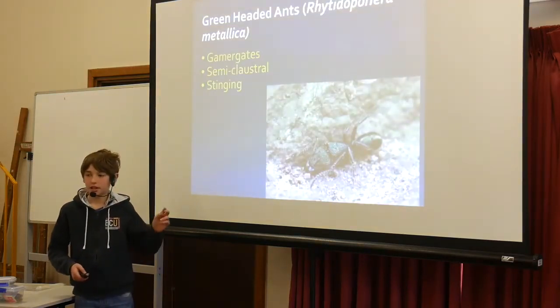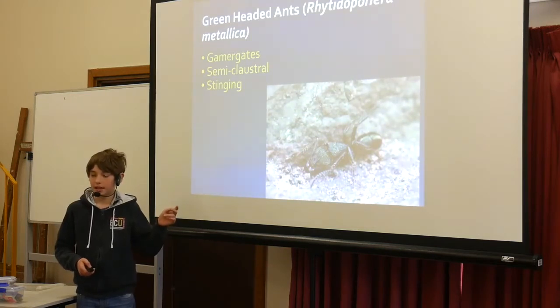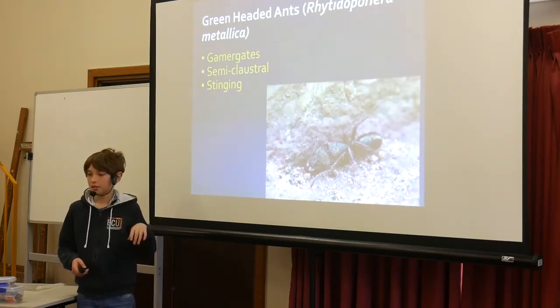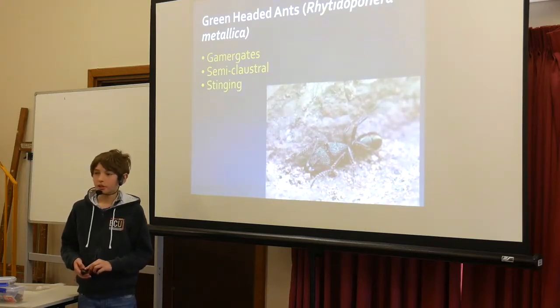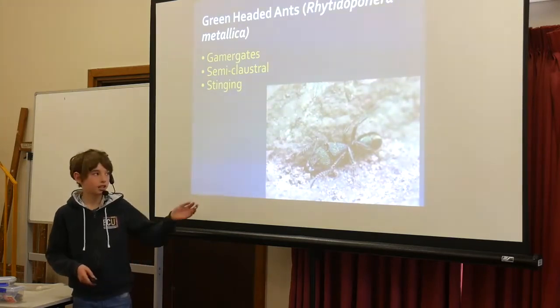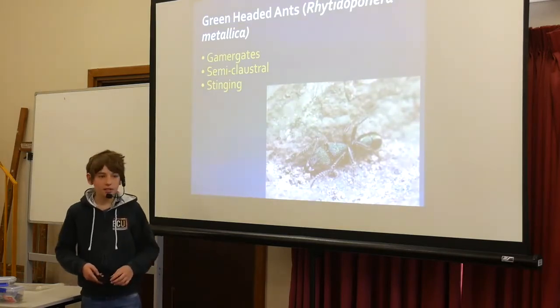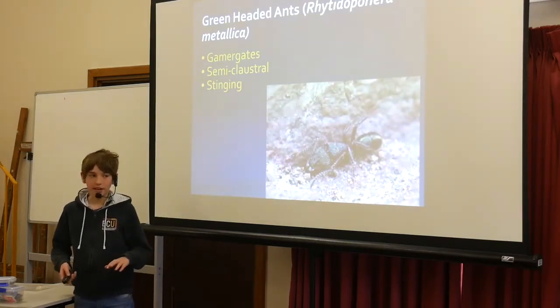So second on the list are green-headed ants, or Rhytidoponera metallica. They sting, so it's not the worst of stings, but it's still unpleasant. They are also polymorphic and polygynous, so they will accept multiple queens in a colony, yet again not amazingly polygynous. And also they are gamergates, so the workers can mate with the male to start new colonies or to save the colony from doom. They have a nice iridescent glow to them, which makes them easier to spot when you're walking around looking for ants.